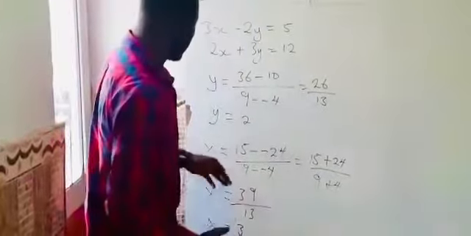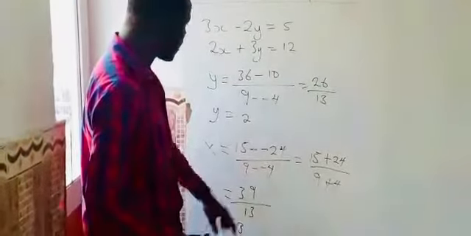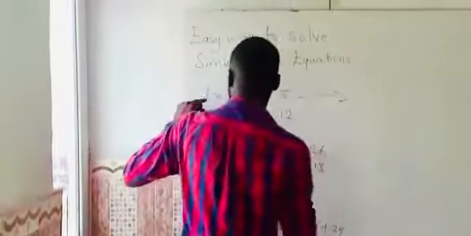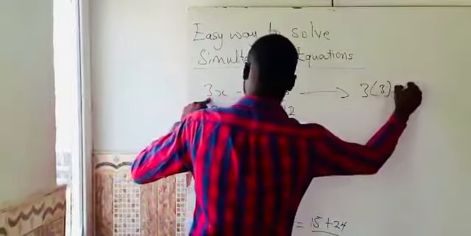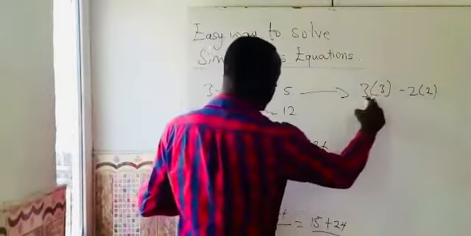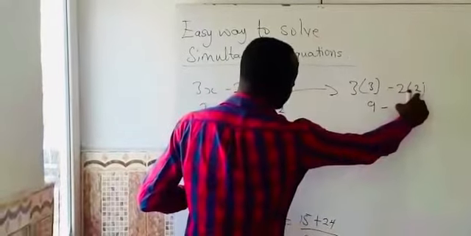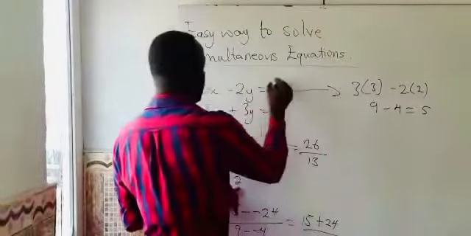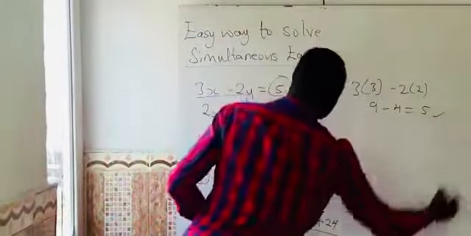Now the next step is to make our confirmation, to see whether the solution we've gotten is correct. We substitute the values of x and y into the equations and see if they are correct. We pick the first equation, which is 3 times x, and the value of x is 3, minus 2 times y, and the value of y is 2. So 3 times 3 gives 9, minus negative 2 times 2, we have 4. So the value is 5. So we have this checked correct.